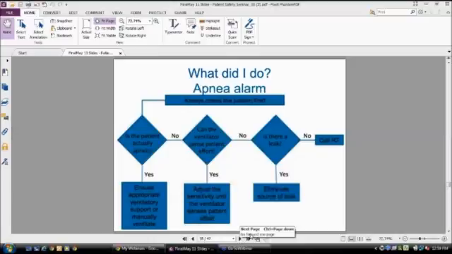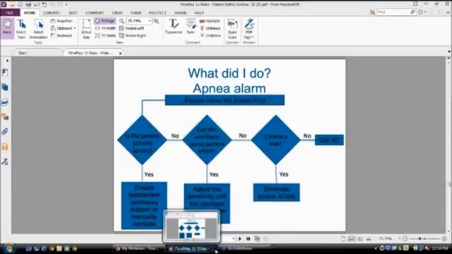Can the ventilator sense the patient effort? Sometimes if the sensitivity on the ventilator is too low, the patient is trying to take a breath, but the machine is not sensing that the patient is trying to take that breath, and the patient's not getting the adequate support that they need.